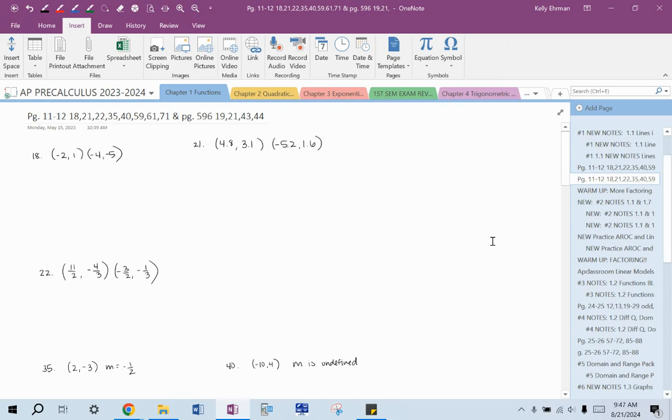All right, we're going to start this assignment on problem number 18, and we're given two coordinates. The directions just say to find the slope between the two coordinates. So we use lowercase m for slope.